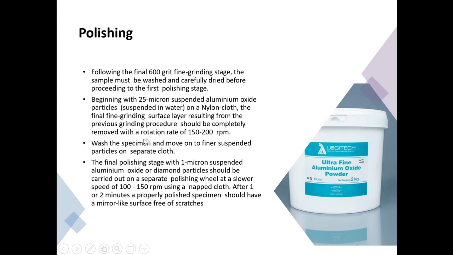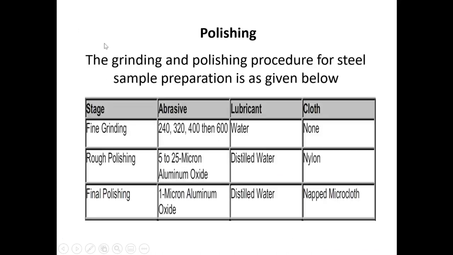After the first step, wash the specimen and move to the finer suspended particles on a separate cloth. So going forward, 1 micron suspended aluminum oxide or diamond particles should be used on a separate polishing wheel at a slower speed of 100 to 150 rpm using a napped cloth. After 1 to 2 minutes, a properly polished specimen should have a mirror-like surface free from scratches.